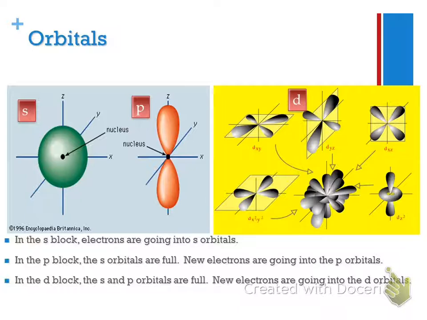On your periodic table, the S block contains groups 1 and 2. Groups 1 and 2 is the S block. So if you want to get your periodic table out and label that, I would do that. Groups 1 and 2 together make up the S block.